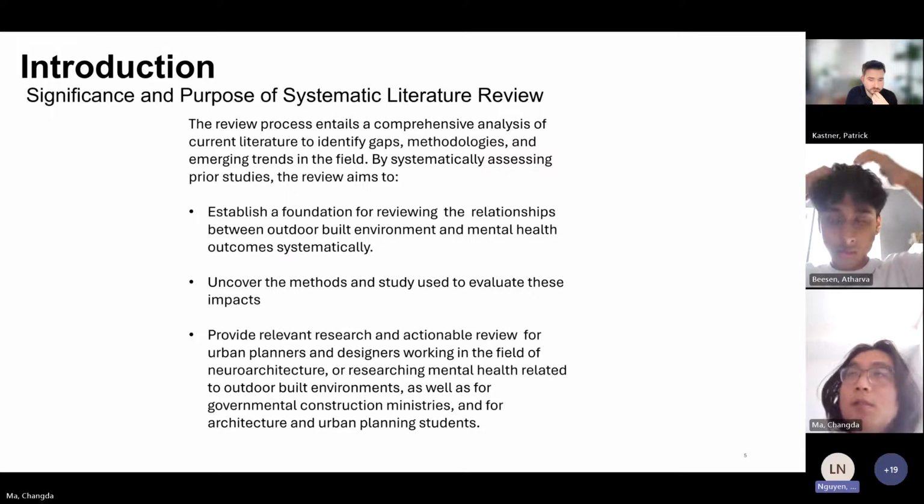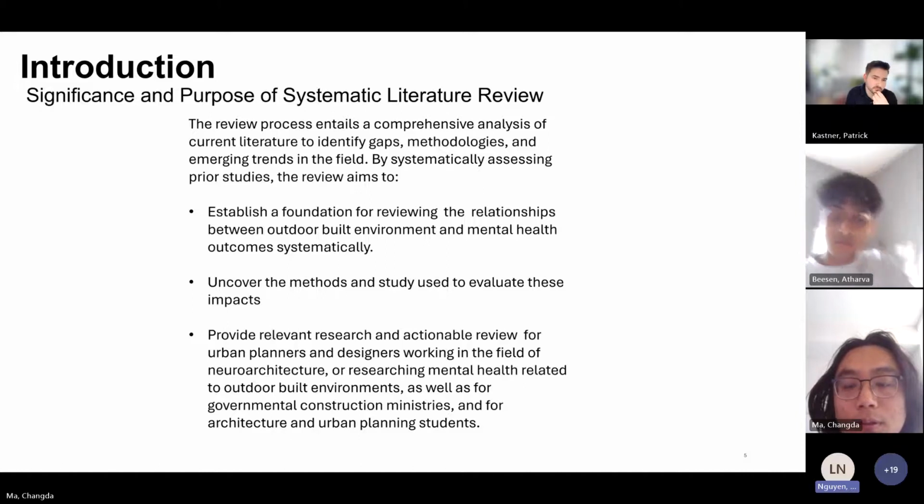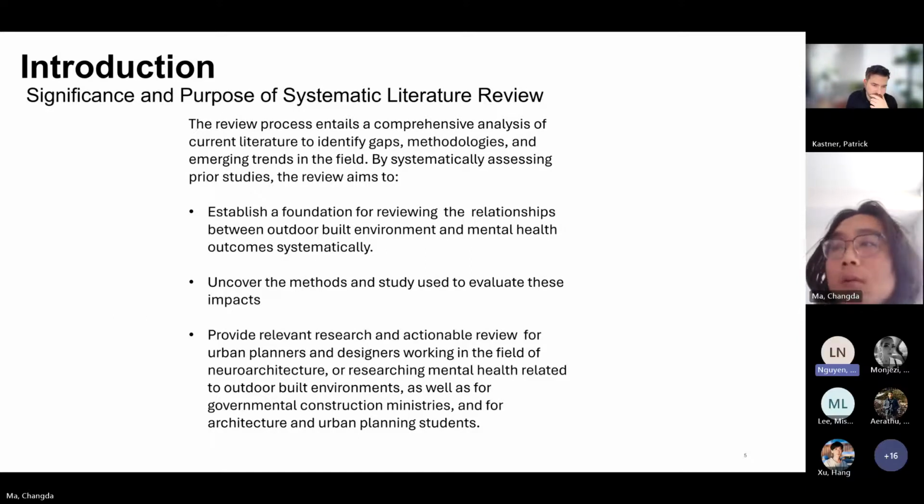For the significance and purpose of the systematic literature review, we introduce our systematic review, which explores the relationship between the built and urban environment and its impact on mental health and well-being. It is clear that architecture and urban design influence physical and mental health, but the exact connection, especially how outdoor space and materials impact cognitive function and well-being, is not yet fully understood. So the review systematically analyzes current literature to identify these gaps, methodologies, and emerging trends in the field.